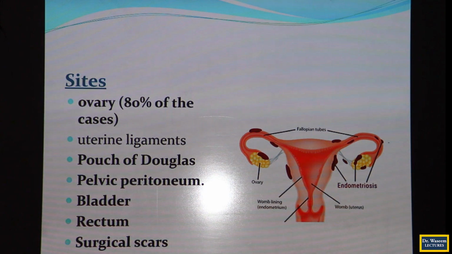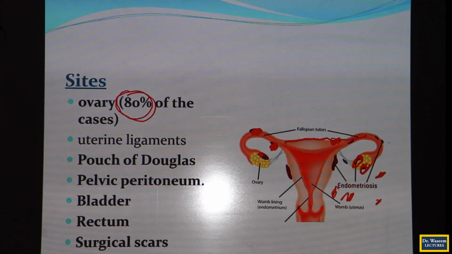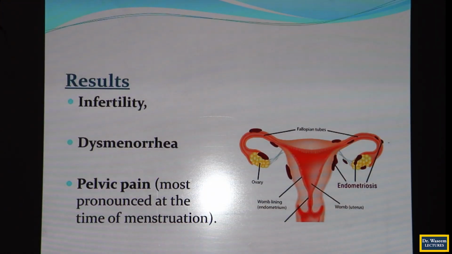Where can it be found? Usually these are ectopic sites. The most common site is the ovaries, about 80%. Then it can be in the pouch of Douglas, which is the rectouterine pouch, and in the uterine ligaments. It can be in the pelvic peritoneum, which covers the bladder, rectum or uterus. It can be in the fallopian tube, and in surgical scars also. There are multiple sites.